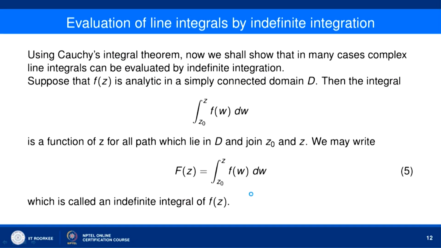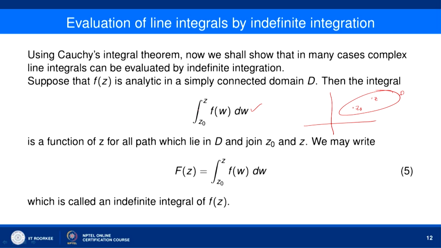Now, let us evaluate line integrals by indefinite integral. Cauchy integral theorem can be used to evaluate integrals by indefinite integral. Suppose f z is analytic in a simply connected domain D, then let us look at this integral, which is a function of z for all paths which lie in D and join z naught and z. Let us take any domain D, say z naught is a point here and z is another point. Then the integral of f w with respect to w from z naught to z, where z naught and z can be joined by any curve which lies wholly inside D.